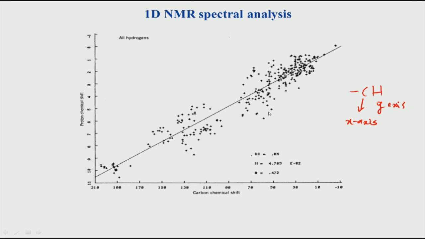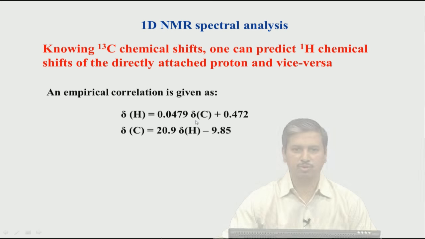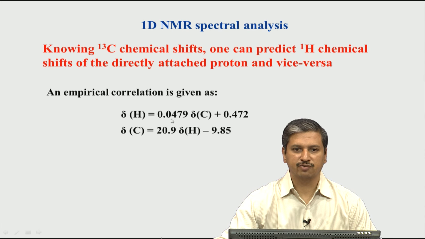So, this is an interesting thing which was discovered a long time back, and in fact, there is a formula which we will show in this next slide, which says that if you know the hydrogen chemical shift from 1D NMR, you can approximately calculate the carbon chemical shift of the CH system by using this formula. If you know the carbon chemical shift, you multiply it with this, and then you get the hydrogen chemical shift of a given CH pair. Similarly, if you know the proton chemical shift, you can multiply it by this value and subtract 9.85, and you get the carbon.